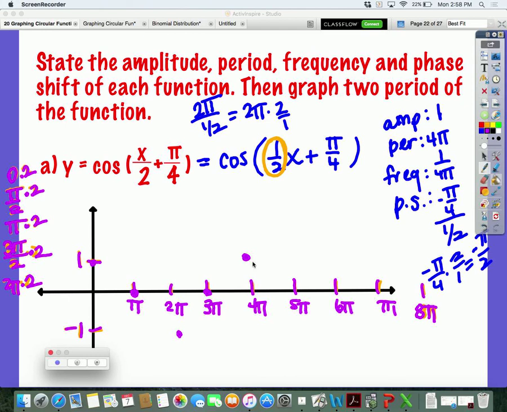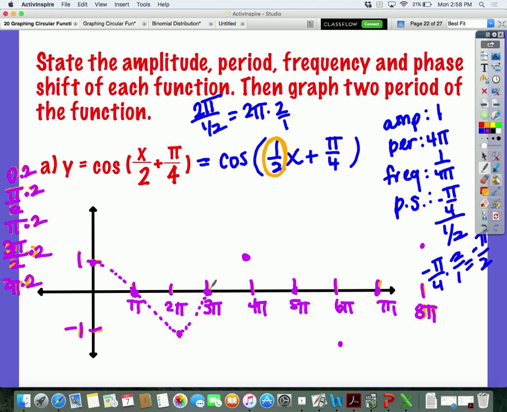What do you think is going to happen next after 4 pi? It's going to go back to 0 and down to 5 pi. Then what? 6 pi, negative 1. And then 7 pi, 0. 8 pi, 1. It is a periodic function. It repeats the same pattern. And there is the graph of cosine x over 2.